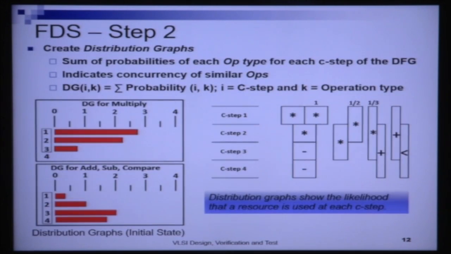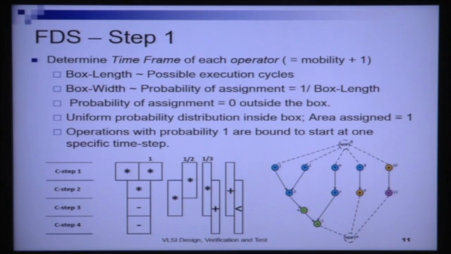Similarly, operation 7 can either be scheduled in time step 2 or time step 3, and similarly for the others. Operation 8 can be scheduled in time step 1, 2 or 3. Its mobility is 2 and its time frame is therefore 3. 1, 2 and 3 are the different possible time steps in which 8 can be scheduled.